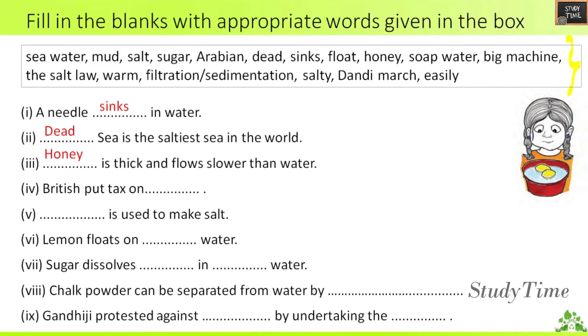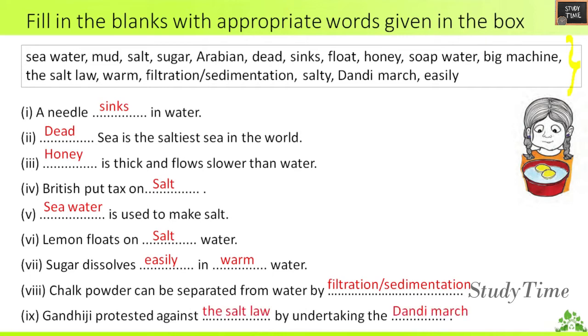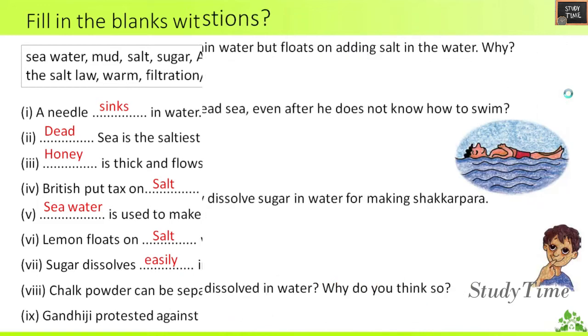Fourth question, British put tax on salt. Dash is used to make salt: sea water. Lemon floats on salt water. Seventh question, sugar dissolves dash in dash water: easily in warm water. Eighth question, chalk powder can be separated from water by filtration or sedimentation. Next question, Gandhiji protested against the salt law by undertaking the Dandi March.